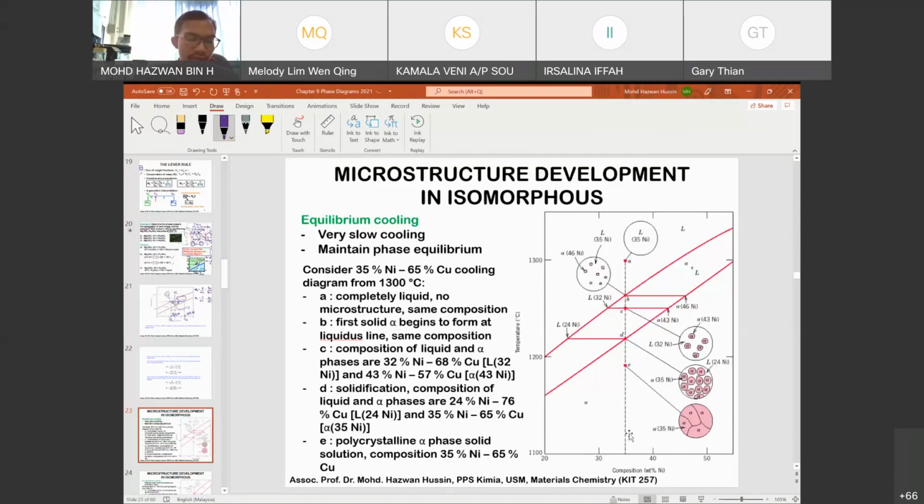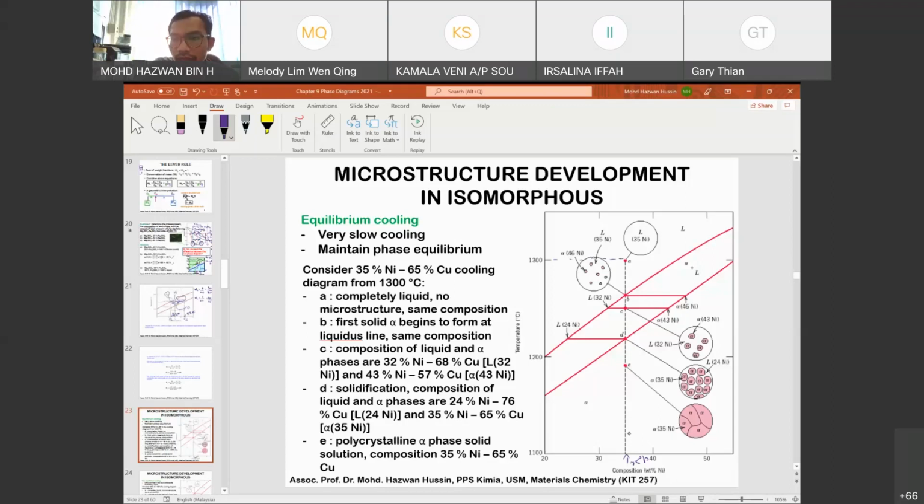Okay, all right. So consider 35% of nickel and the remaining copper, cooling from 1300 degrees C. Okay, so from 1300 degrees C and at 35% nickel. So what will be the microstructure at different points? You have point A, point B, point C, D, E. All these actually exist at different phases.